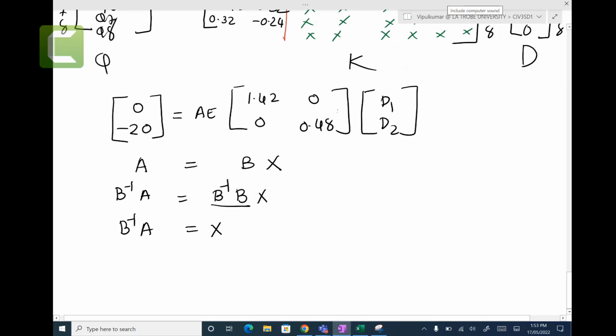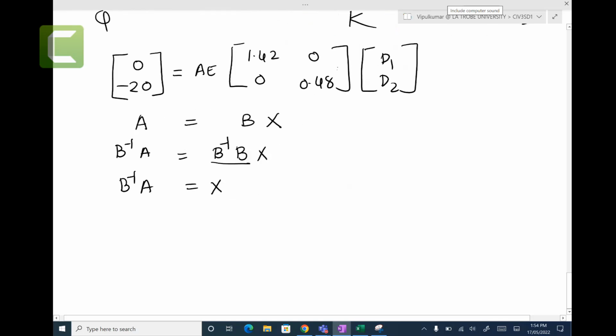You multiply by B inverse both sides. You have matrix A, you have matrix B, and you have matrix X. Then you multiply B inverse here, multiply by B inverse here, and then B inverse A. B inverse means 1 over B, so that cancels each other and you get X, right? So we need to get the B inverse and times by A to get the D1 and D2.